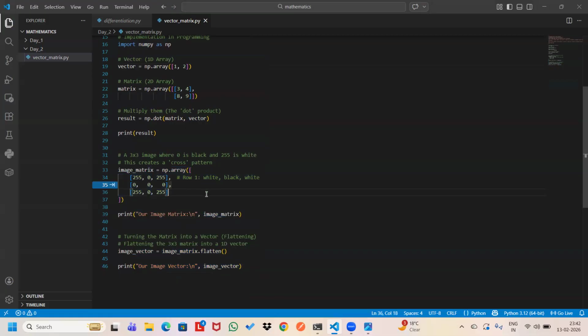So you can see that here 255 means white, 0 means black, and again 255 means white. I am taking an array, which is a 3 cross 3 matrix, and I'm just going to print the matrix and you will see the result. In the result you will get the matrix.